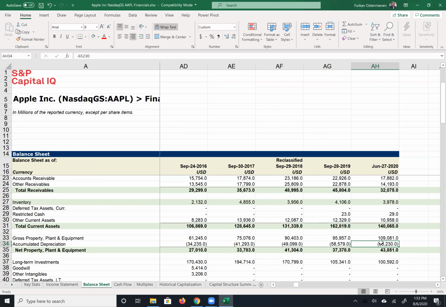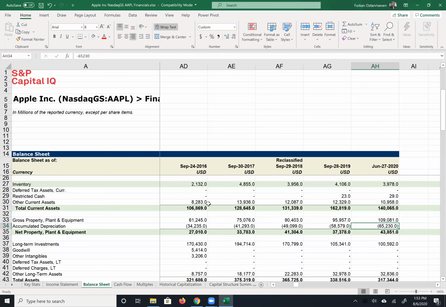Sometimes this depreciation value may not represent the reality, because, for example, if you own real estate, you depreciate the value of the property depending on type of real estate between 27 and a half years to 40 years. But that doesn't necessarily mean that property value decreases in 10 years or 5 years or 15 years. Actually, it could even go up. That's why we gotta be careful about net property, plant, and equipment situation and depreciation.